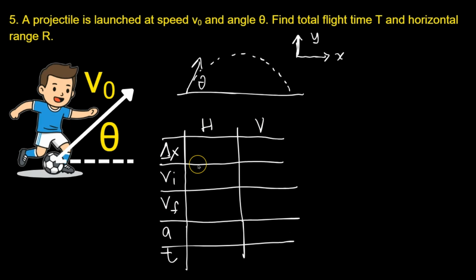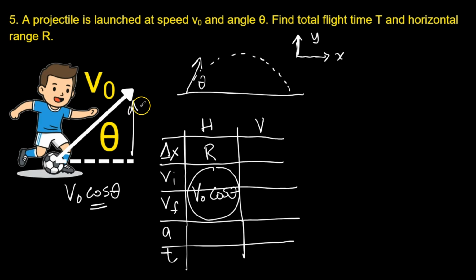For the horizontal range, which is what we're looking for, we're going to represent that with a capital R. The horizontal velocity is going to be constant, and using trig, we can rewrite the v naught x as v naught cosine theta. And we're using cosine because this is the adjacent side. The vertical will be v naught sine theta. Let's start with the horizontal first. So it's v naught cosine theta, and the vertical initial velocity, because we're using the opposite side of the triangle, will be v naught sine theta.